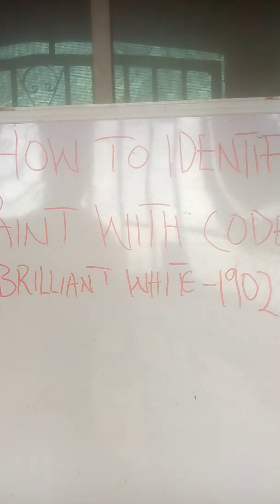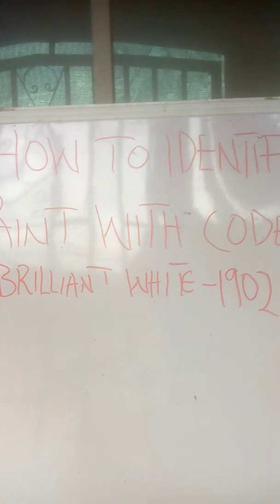1902. That's brilliant white. It is the purest form of white. So if you are looking for the purest form of white, you look for brilliant white, or you look for 1902. It is white without any form of stain, without any other mixture, like black, red, and so on. That's brilliant white.